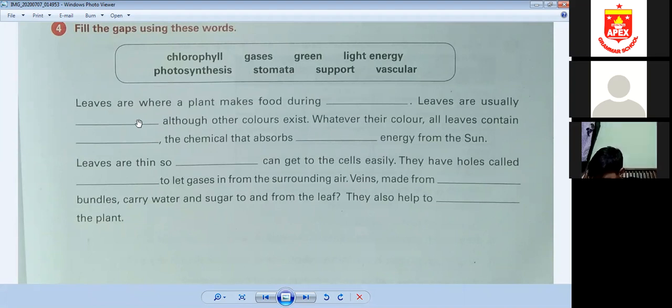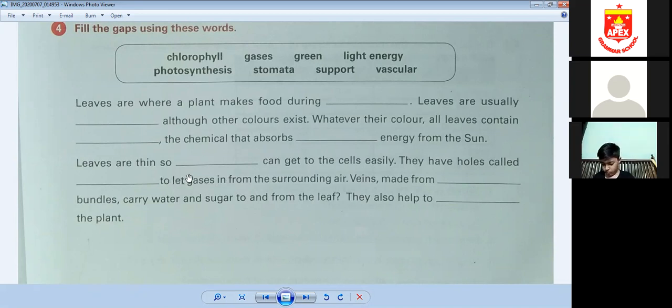Leaves are usually green. The correct answer is green. Although other colors exist, whatever their color, all leaves contain, what do they contain? All leaves contain chlorophyll, the chemical that absorbs. What is the function of chlorophyll? Absorbs light energy from the sun.